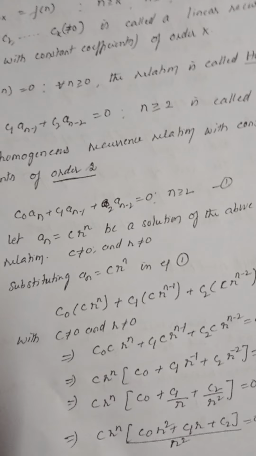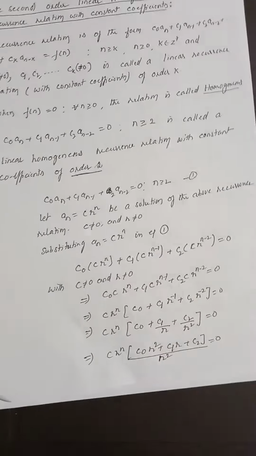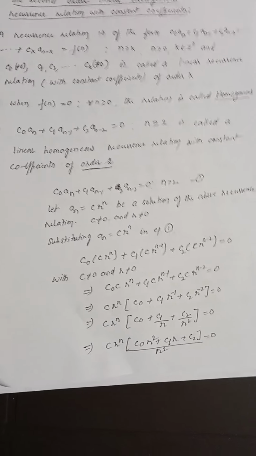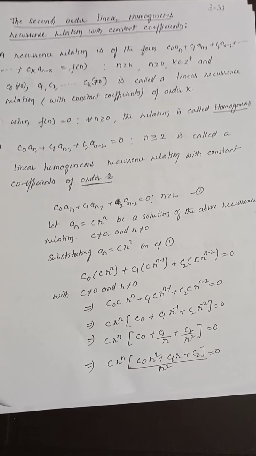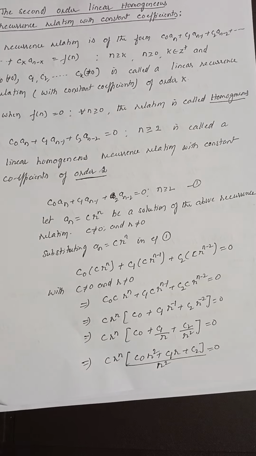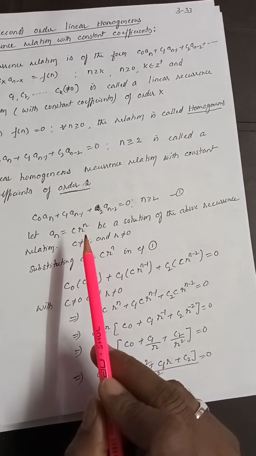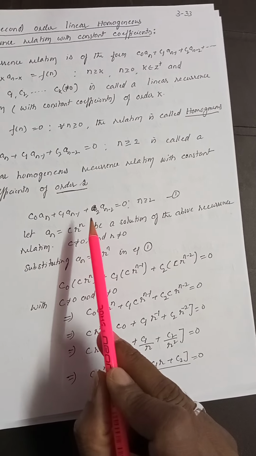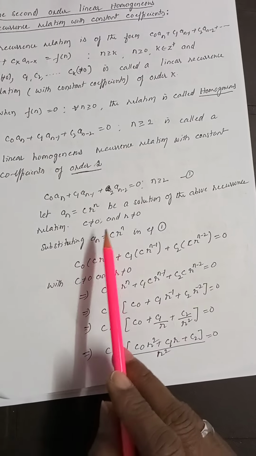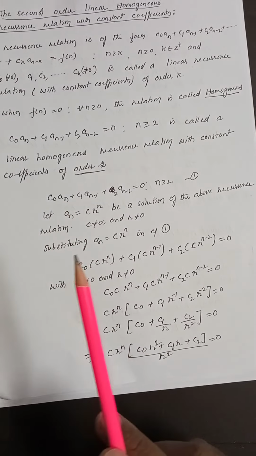Right? Now we are assuming a_n = c r^n is the solution of the given equation. If it is a solution, if you replace a_n by c r^n, then the equation reduces to an identity, or in other words, this value satisfies the given equation. Now we are substituting a_n = c r^n in this equation.